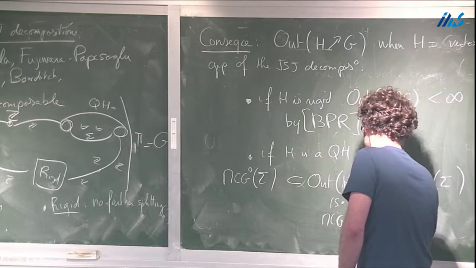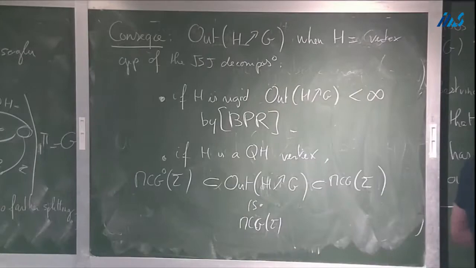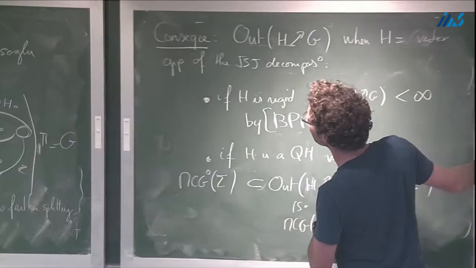Okay. Now, but that's for very, very special H's. That's the one you get from JSJ decomposition. Maybe that's probably not the one you want to understand to start with. So where should I?